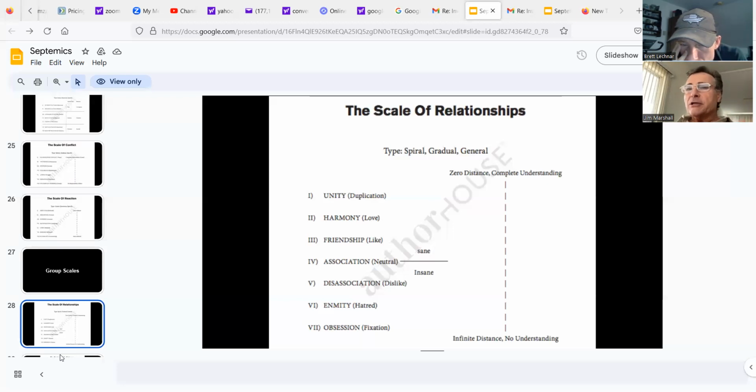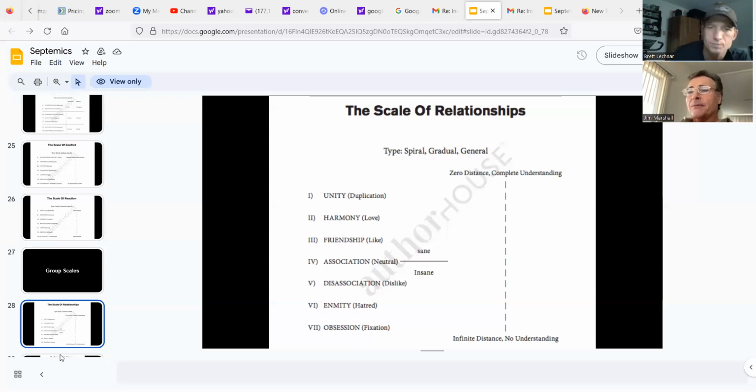Now let's look at the axis on the right, the vertical dotted line. So at the top, we have zero distance and complete understanding. So when you have complete understanding of the other person, the distance between you is zero. In other words, you're so close, there is no distance. That's why you have unity. You're not two, you're one. Doesn't happen too much. Most people have no personal reality on this state, but it does occur.